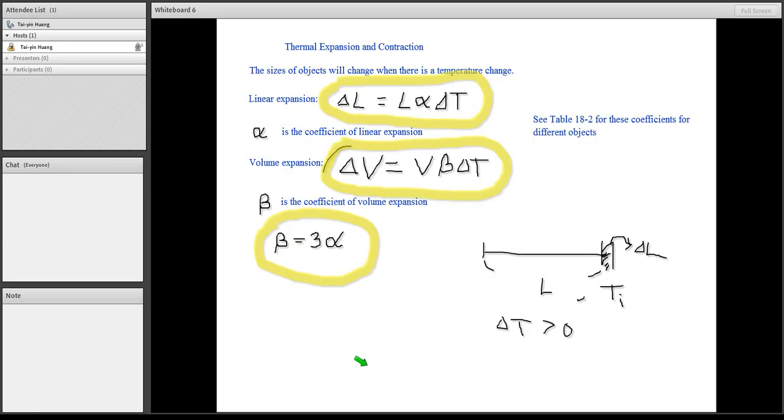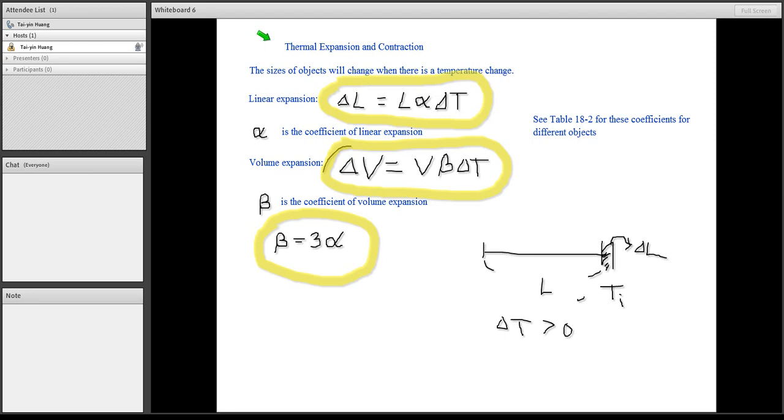And the next concept that we want to discuss is thermal expansion and contraction. So let's say you have an object, and initially it is at a temperature T, but now you're increasing the temperature. Would the size of the object change due to the temperature change? And the answer is yes. When the temperature increases or decreases, the size of the object is going to expand or contract. Okay, so how do we find the change in length or the change in volume of an object when there's a change in temperature?